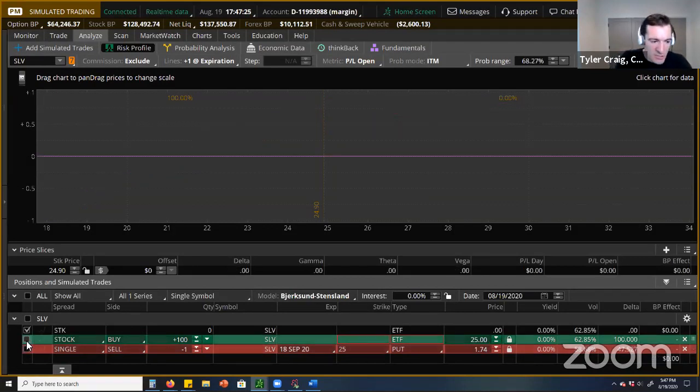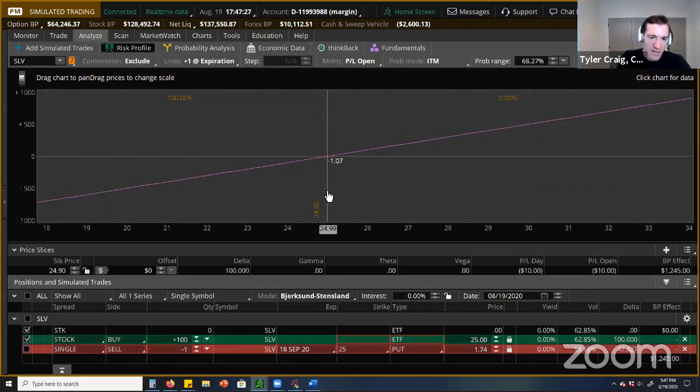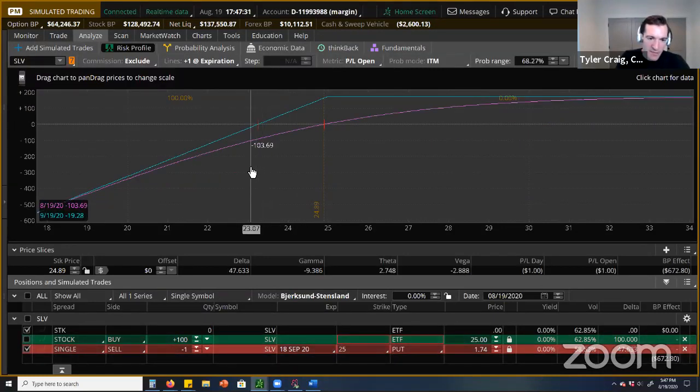Again, with 100 shares of silver, my break even is $25. With one naked put on silver, my break even is 23. If my break even is 23 and your break even is 25, I have less risk than you. So this is also an example of using the options market to invest in stocks in a less risky manner.